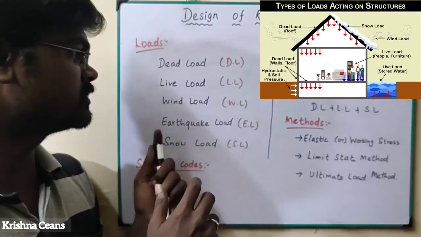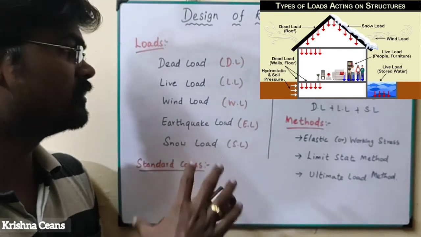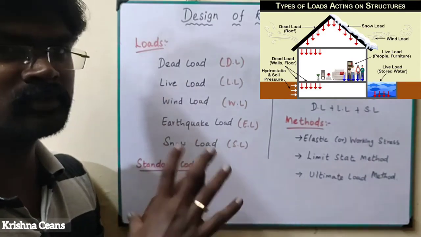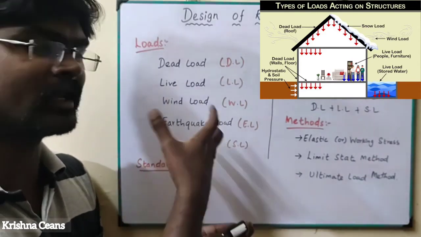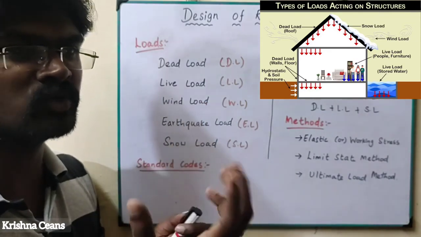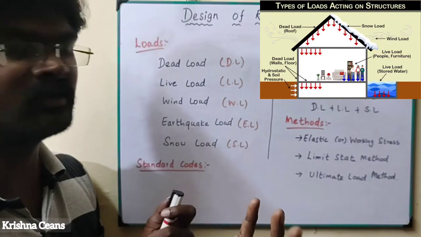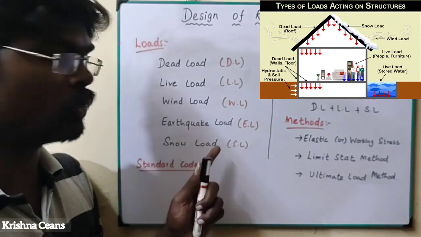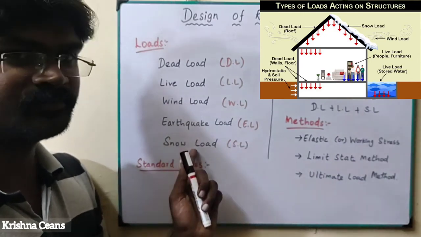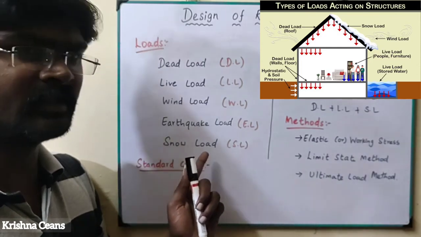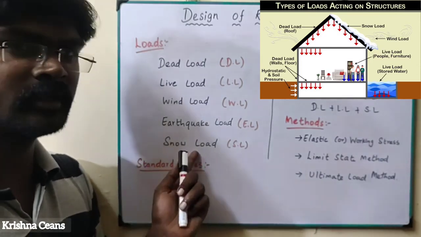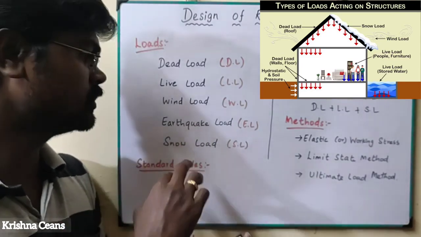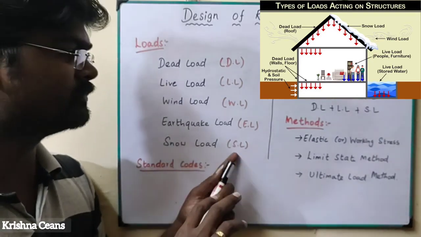Then wind load. This applies in the wind zone, where the maximum wind will be available, so we consider the wind load there. Then some parts experience earthquakes also. We consider a seismic zone based upon the nature of the terrain, and in that seismic zone we consider the earthquake load, that is EL. Some parts of the country have buildings exposed to snow, which will be covered, so some load will act on them. That load we call the snow load, which we mention as ESL.